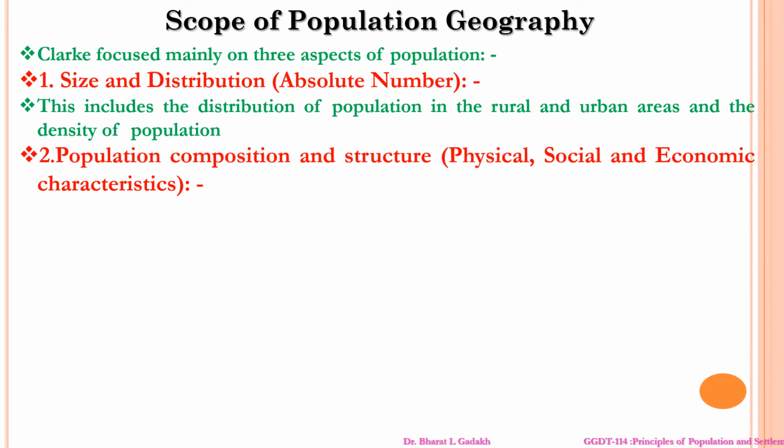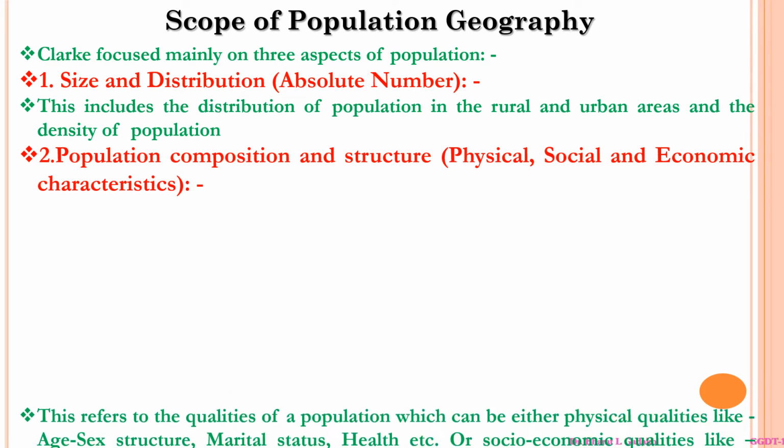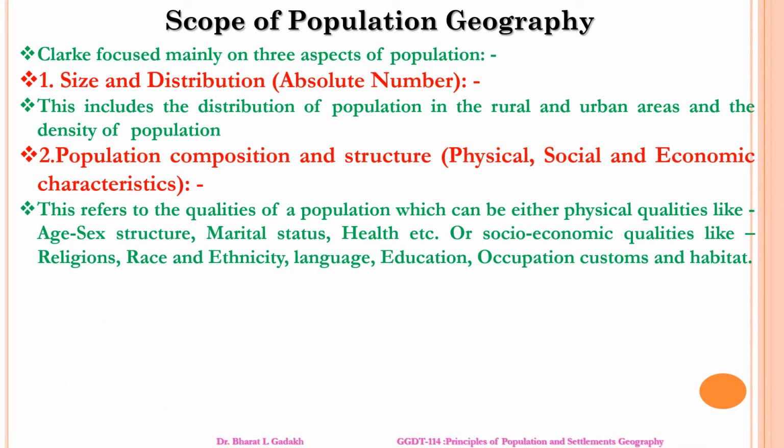Now the second point Clark focuses on is population composition and structure, means physical, social and economic characteristics. This refers to the qualities of population, which can be either physical qualities like sex structure, marital status, health, or socio-economic qualities like religions, race, ethnicity, language, education, occupation, customs and habitat.